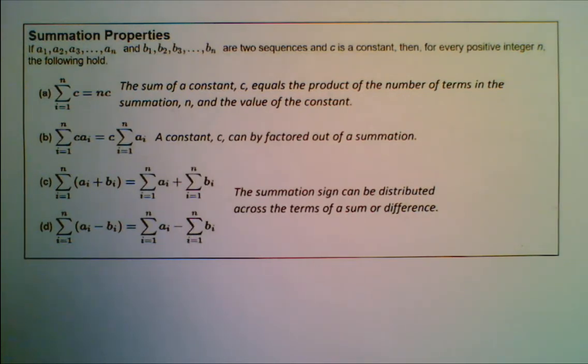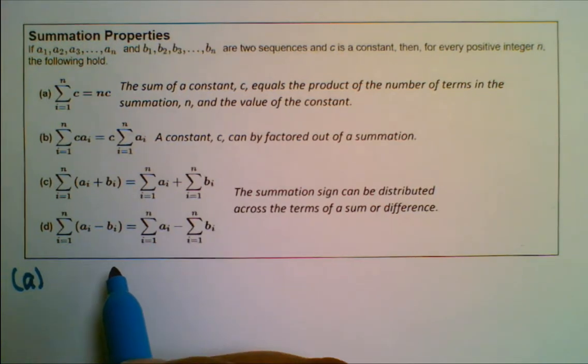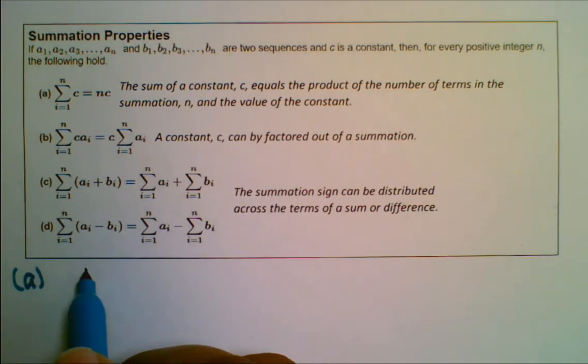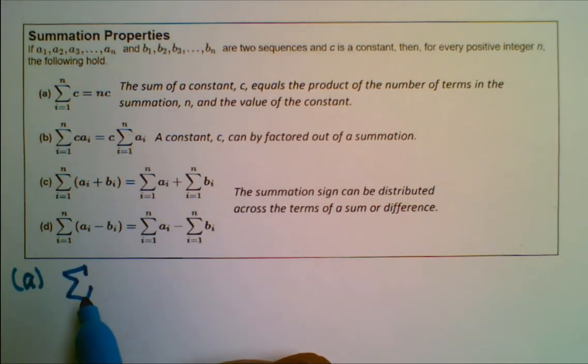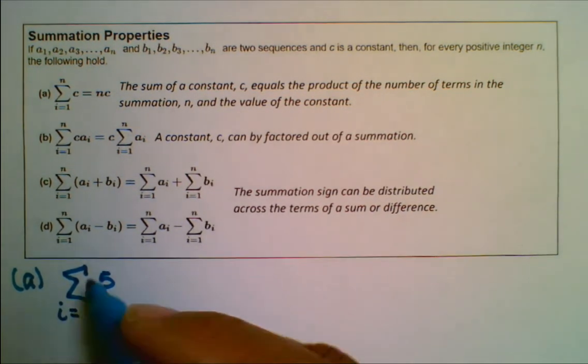For example, I'm showing the rule only. I'm not going to evaluate any of the properties, but I want to show you how the properties work out here. To show you the first property, we have the sum of 5 as i goes from 1 to 40.